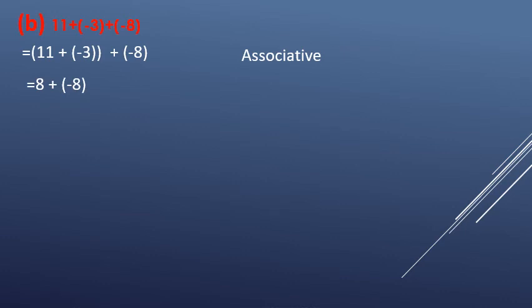Number B: 11 plus negative 3 plus negative 8. We can use the associative property to add the first and the second number. We put the first and the second number in between brackets. 11 plus negative 3 plus negative 8, we use the associative property. 11 plus negative 3 equals 8, plus negative 8, we have two inverse numbers. Then if we use the additive inverse property, 8 plus negative 8 equals 0. We use the additive inverse and closure properties.